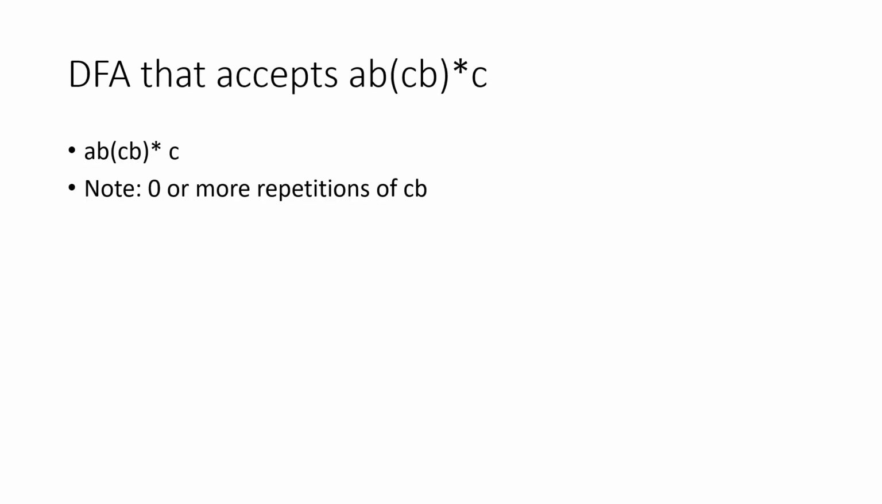I'm going to give you one more example to work on to get a sense of these loops. So draw a DFA that accepts the string AB followed by CB star followed by C. So note that this is 0 or more repetitions of CB. And the answer will not be available here, but I recommend giving it a try and then checking to see if it's correct later on.